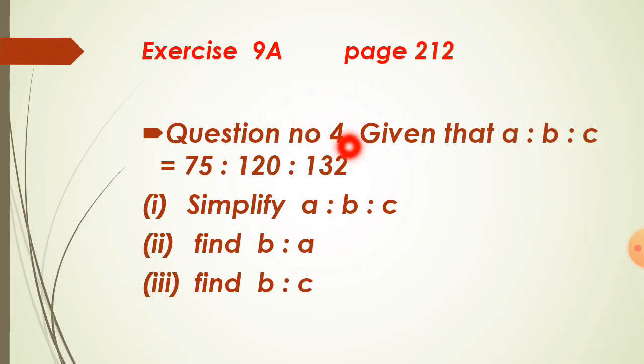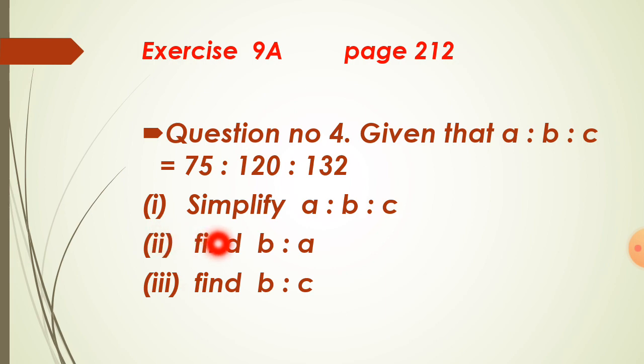Question number 4 is there. Given that A ratio B ratio C, the values are 75 ratio 125 ratio 132. It is having 3 parts. First part is simplify A, B, C. It means that these three we have to simplify with any table.